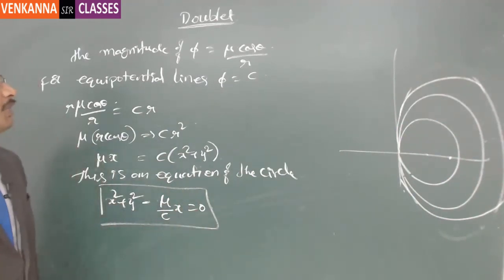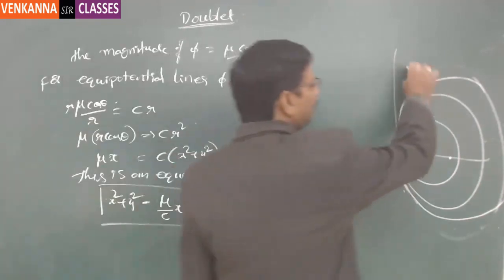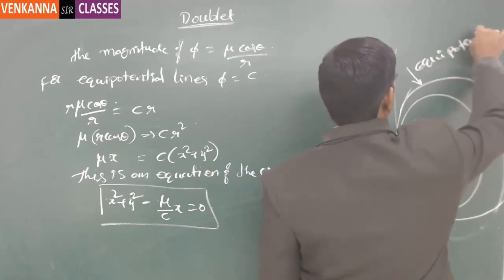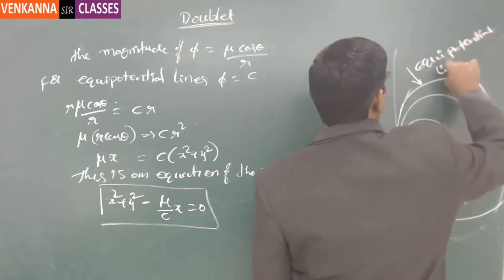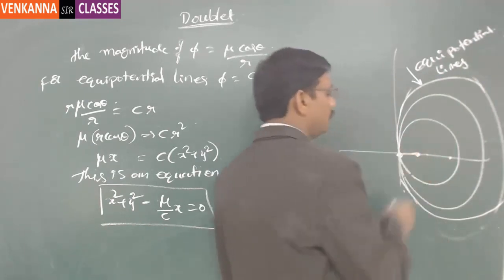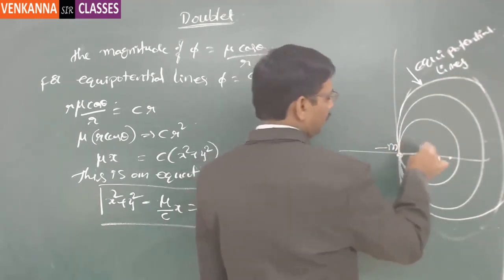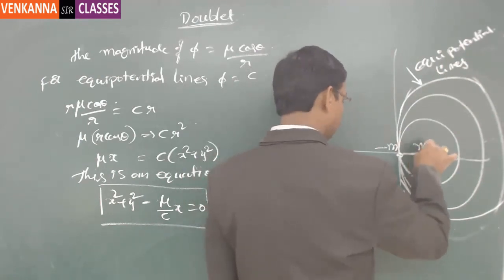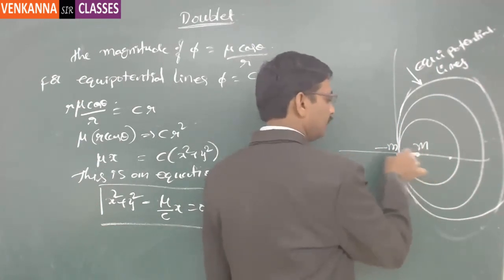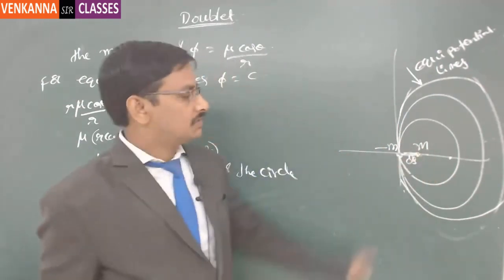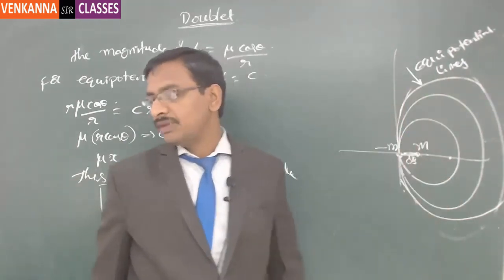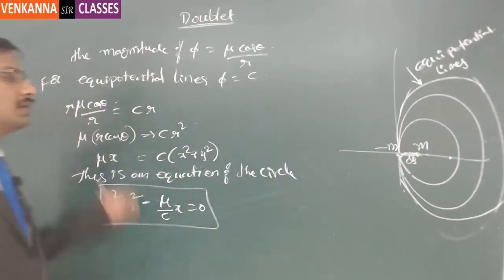These are actually the equipotential lines, generated because of the doublet of strength minus m here and plus m here. This is ds. Because of this doublet, the equipotential lines that are generated are these. Obviously, perpendicular to these you are going to get the streamlines. The streamline equation we can derive from this.